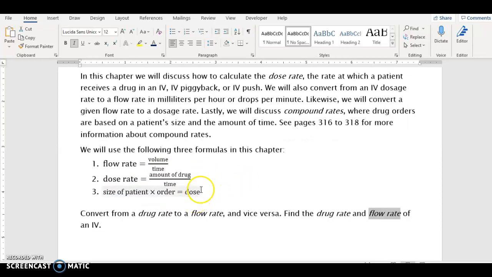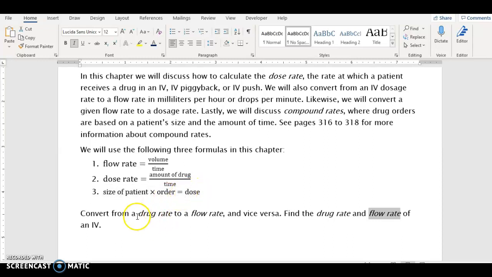And then lastly, you've actually seen this formula back in chapter 6, where we discuss dosages that are based on a patient's size, either by their weight or by their body surface area. Remember, we take the size of the patient, either their weight or body surface area, and then multiply it by the order. That gives us the amount of the dose.